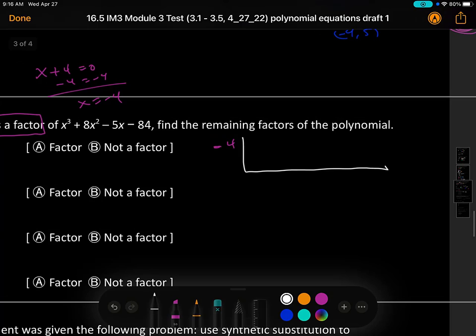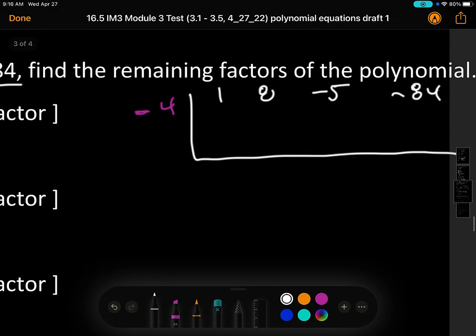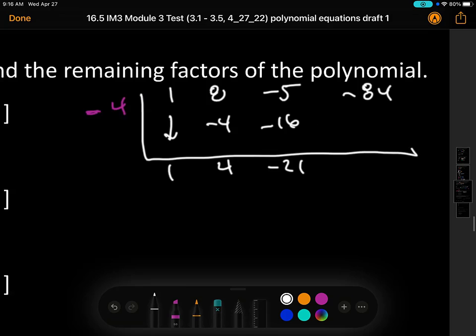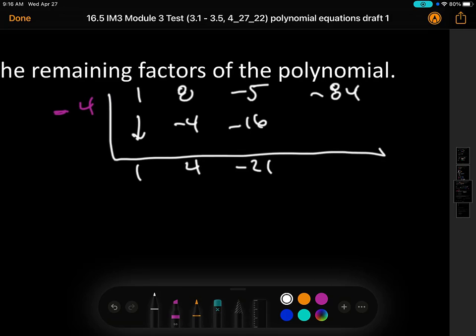synthetic division. So 1, 8, negative 5, negative 84. And what I'm doing is I'm reducing the degree of the power by doing division. So bring it down. Multiply negative 4 times 1. Add down. Negative 4 times 4 is negative 16. Add down. Negative 21. And then this will give me positive 84. And we knew that the remainder was going to be 0. So this is the remainder.